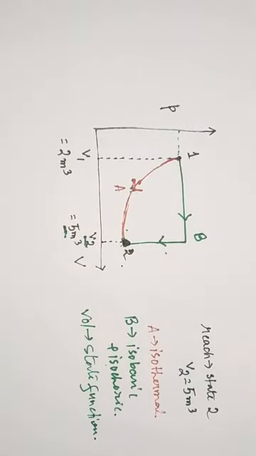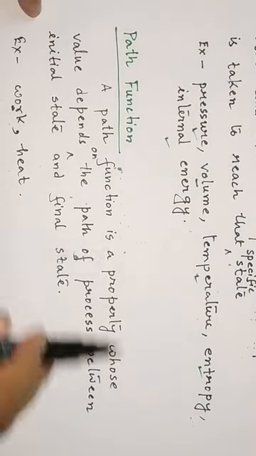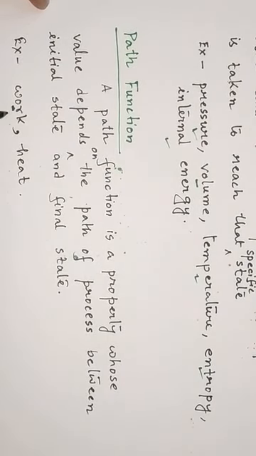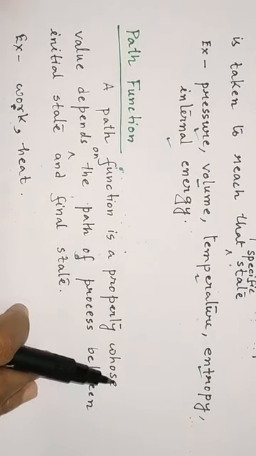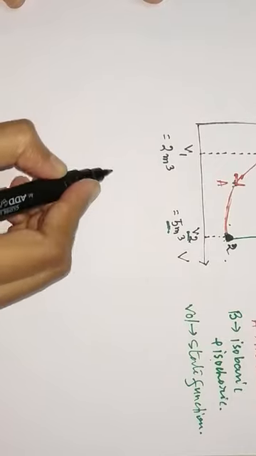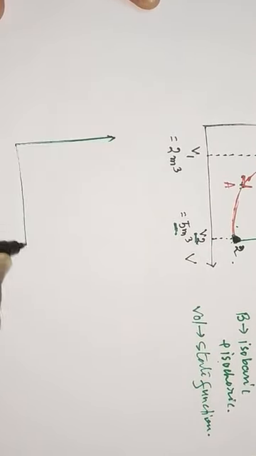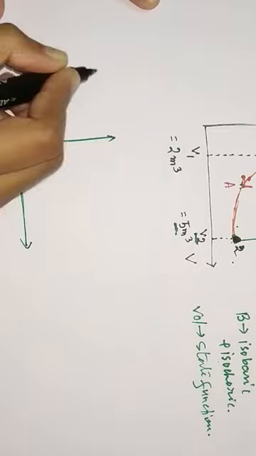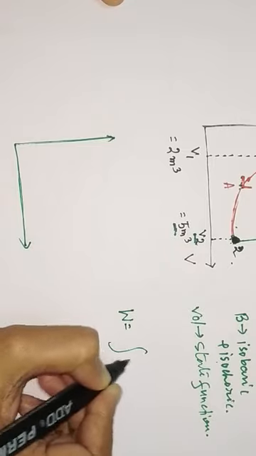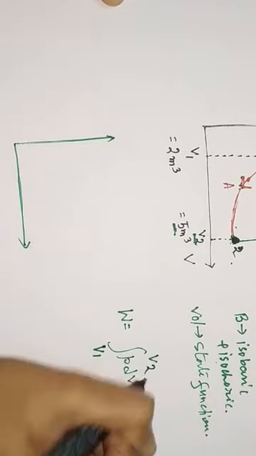Okay, now in contrast to the state function, we know a path function will depend on the path of the process, and one example is work. So here, suppose we know for the thermodynamic system, work is expressed in this way: the integral of P dV from V1 to V2.